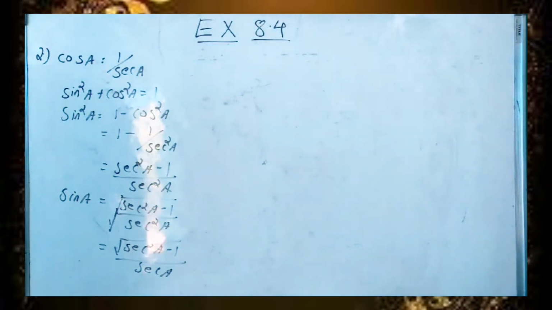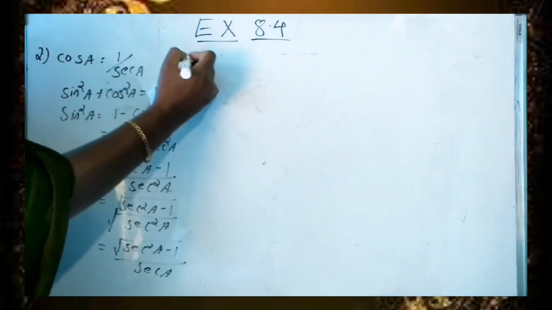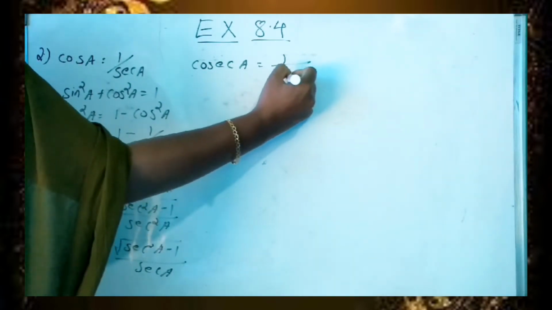Now we know that cosec A is 1 by sin A. Cosec A is equal to 1 by sin A.